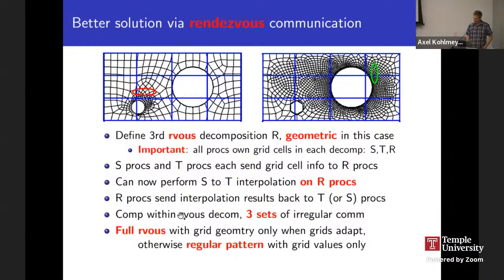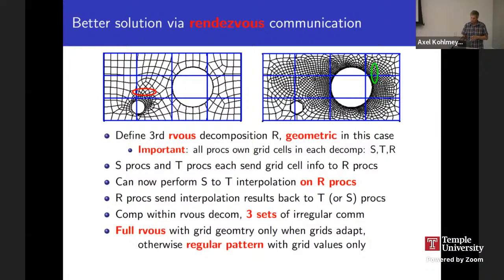So all the computation for the interpolation is within the rendezvous decomposition, and here I'm really showing 3 sets of irregular communication, because the red is sending to the blue, the green is sending to the blue, and then the blue is sending back to either the red or the green, depending on which interpolation. Okay, so this is the full flavor of the rendezvous algorithm, and it's necessary when the grids have just adapted, because now you have this unknown information about how to do the interpolation.